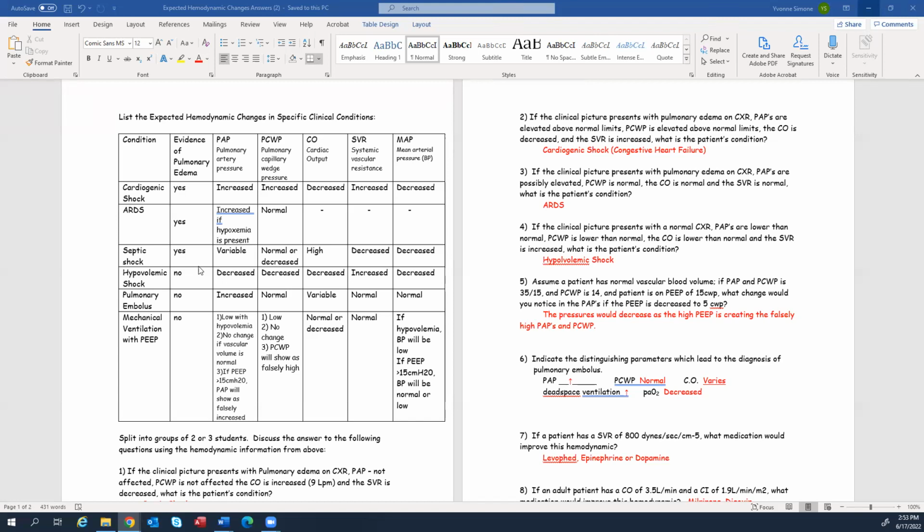Hypovolemic shock, there's loss of blood volume, all your pressures will be low. The body responds to really low pressures by constricting the vessels. So you'll notice the systemic vascular resistance is increased.